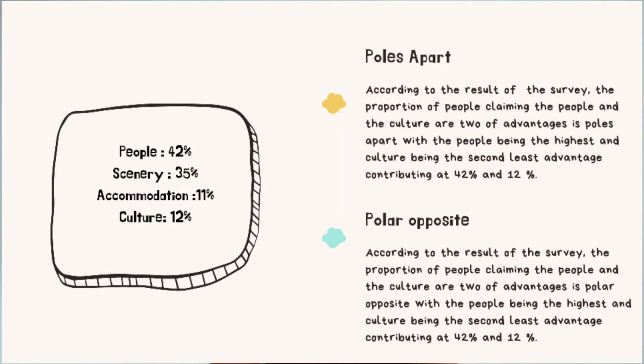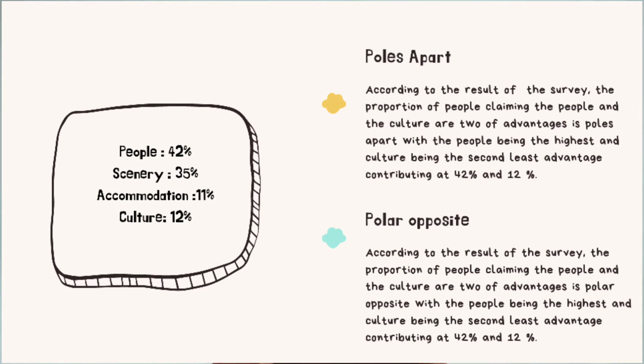Check this out. Okay. So, as you can see, according to the result of survey, the proportion of people claiming the people and the culture are two of advantages is poles apart, with the people being the highest and culture being the second least advantage, contributing at 42% and 12%.